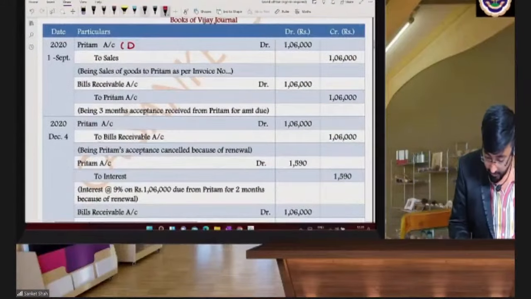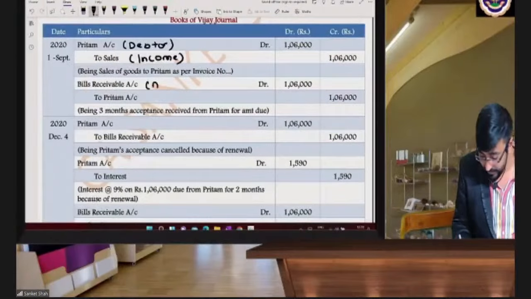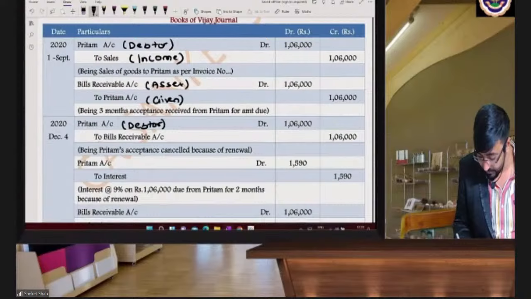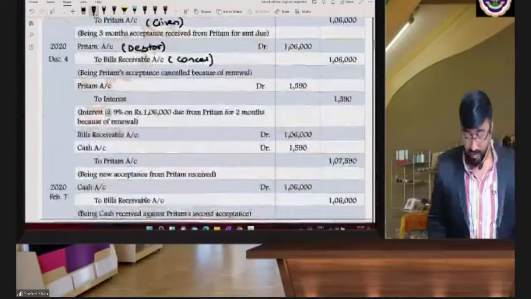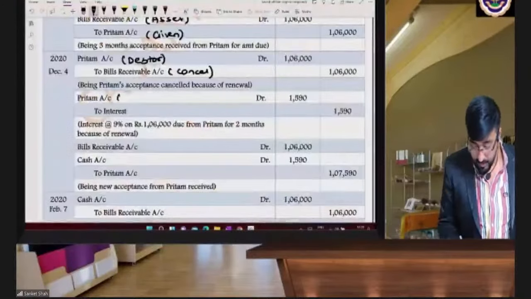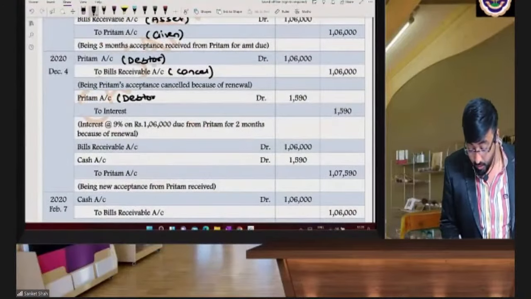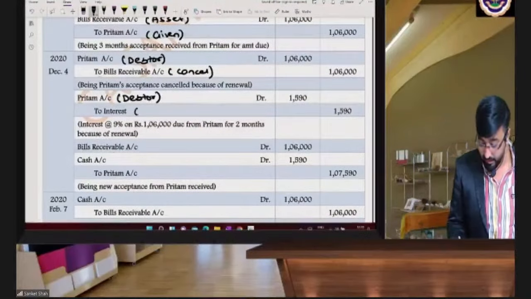Pritam is a debtor. To sales is our income. Bills receivable is an asset. Pritam is a giver. Once again, Pritam becomes debtor. Bills receivable cancel. And now very, very important, sir. 1590 we calculated. Pritam is a debtor, so we will recover the interest amount from Pritam. Interest is income for me.